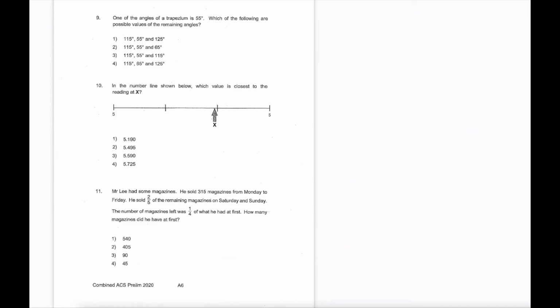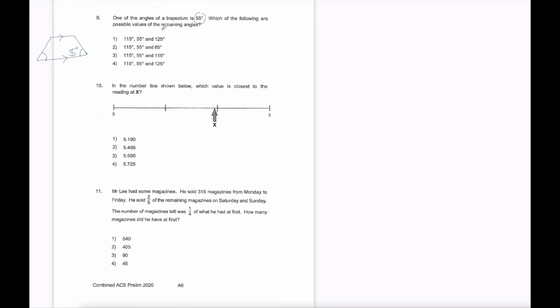Okay, question 9. One of the angles of a trapezium is 55 degrees. Which of the following are possible values of the remaining angles? So a typical trapezium will look like that, correct? Okay, it's not drawn to scale. And there's always one parallel line, correct? So if one of the angles of the trapezium is 55 degrees, let's say this is 55 degrees, because I can't put it here because this is an obtuse angle, which is more than 90. So my 55 has to be either here or here. Okay, but I'm just going to let it be here.